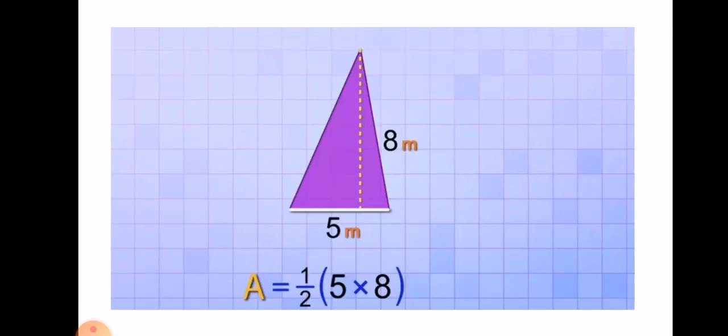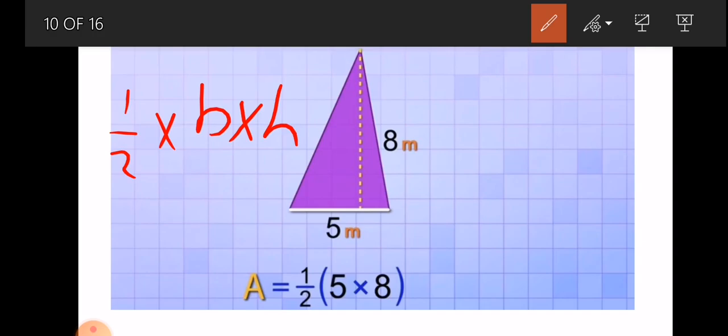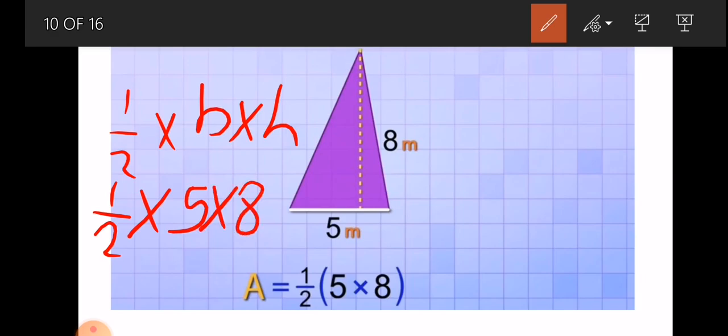Let's see here on this question, if I want to find the area of this triangle, my formula is what? Remember it? Half multiplied by the base multiplied by the height. So it's half multiplied by the base is 5, the height is 8. Girls, here this 8 for the dotted line. Okay, so we will multiply them together. 5 times 8 is 40.